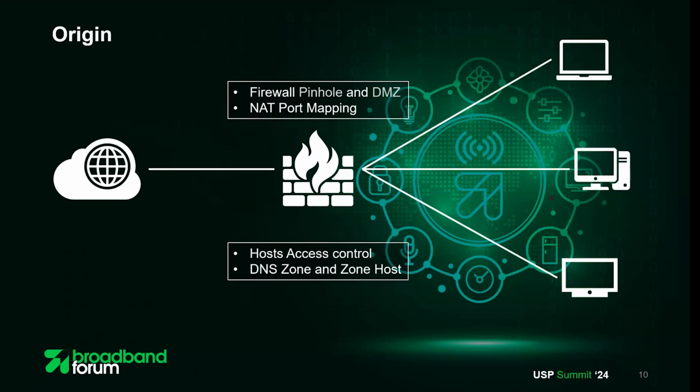Origin. So this is also impacting the same set of objects. We've added several origin parameters in different places that are mentioned here. This was previously done in 2.16 for the first two, the pinhole and the DMZ. Those origin parameters are enums that track if a specific instance, so the NAT port mapping, the host access control entry, the DNS zone, the zone host, and so on, were created by the user, for example, through a web UI, or the system itself, or even another USP controller.